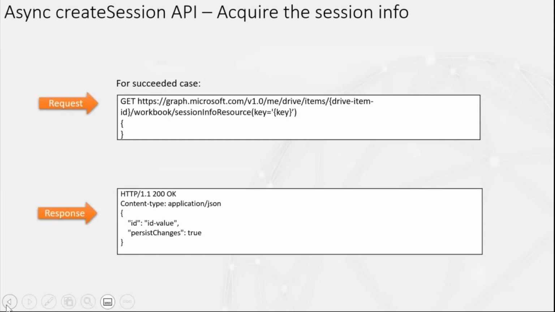And then the last step for the async create session API is to acquire the session info. You can use the GET request to get the corresponding session information. In the response, you can get the created session ID through the ID value here. So the previous three slides show the end-to-end async creation process is completed.